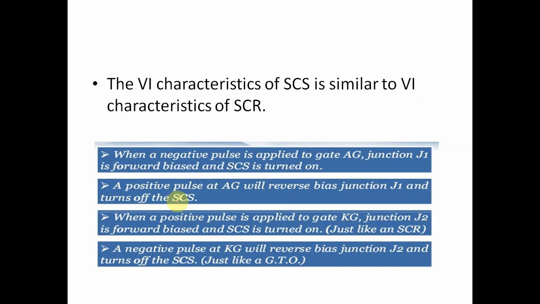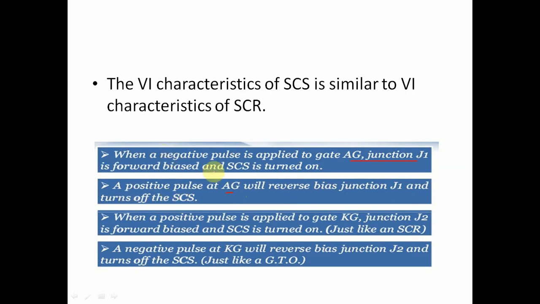These are some important points related to the VI characteristics of SCS. When a negative gate pulse is applied to the anode gate, the junction J1 is forward biased and SCS is turned on. A positive gate pulse at the anode gate will reverse bias junction J1 and turn off the SCS.